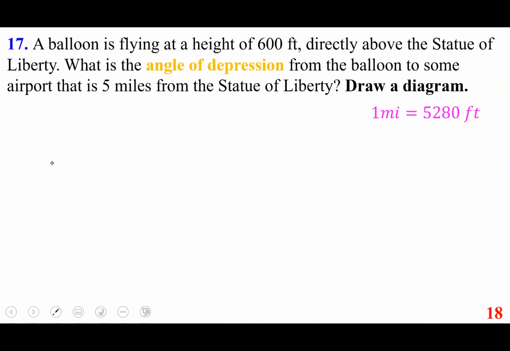Anybody want to read this one? A balloon is flying at a height of 600 feet, directly above the Statue of Liberty. What is the angle of depression from the balloon to some airport that is 5 miles from the Statue of Liberty? Draw a diagram. Thanks. And reminding everybody that 1 mile is 5,280 feet because we are using different units. We have to go with the same, so we need to have this piece of information.